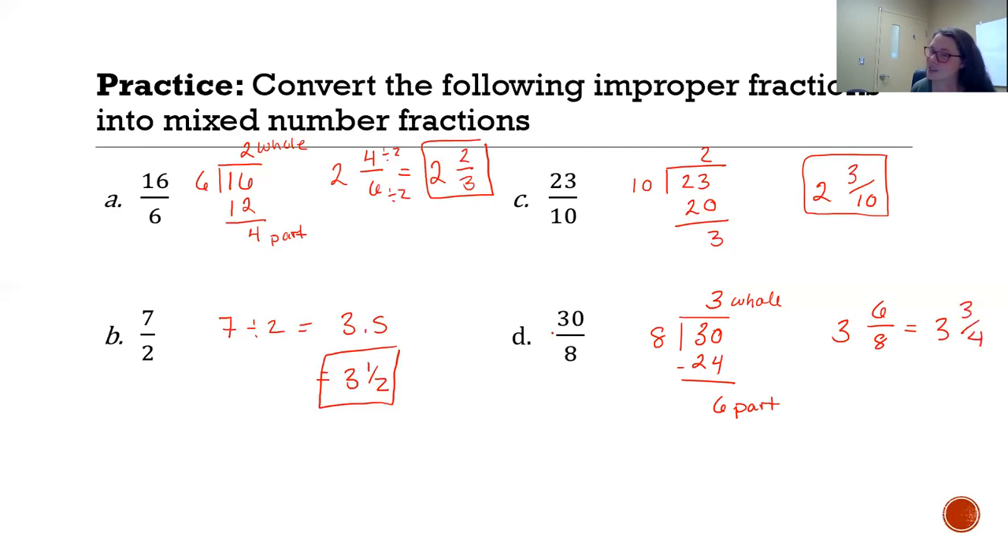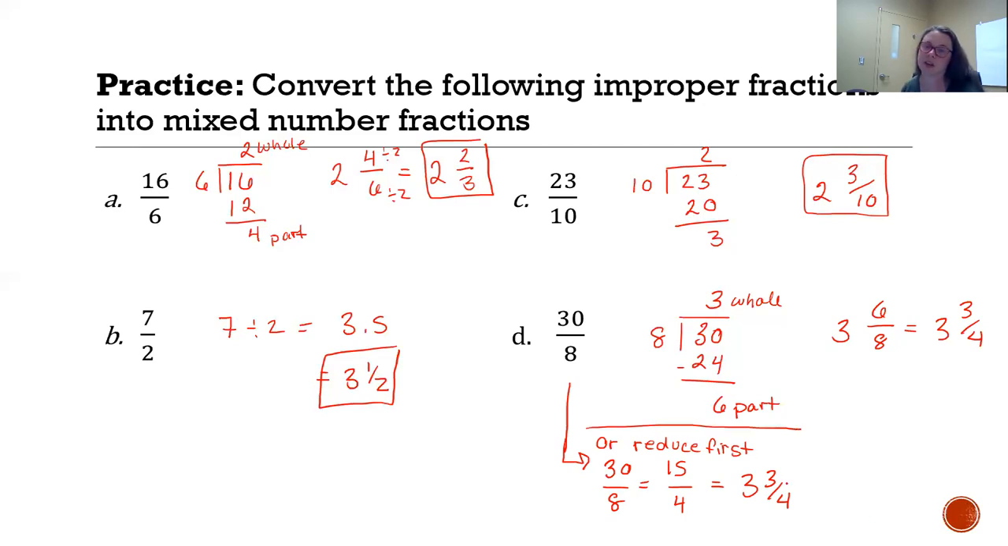3/4. Now there is another way you could do this one. You could have also decided, hey, let's reduce this right at the beginning. And we could have done that in A as well. So we could reduce this at the start and say 30 over 8 is equal to 15 over 4. And even if you solve that, you will still get 3 3/4. Okay, so both of them are the same. I'll just put a note here, or reduce first. So that gives you a second option there.